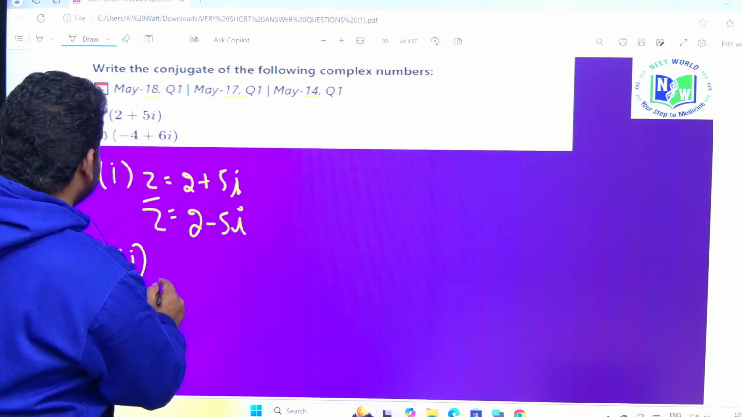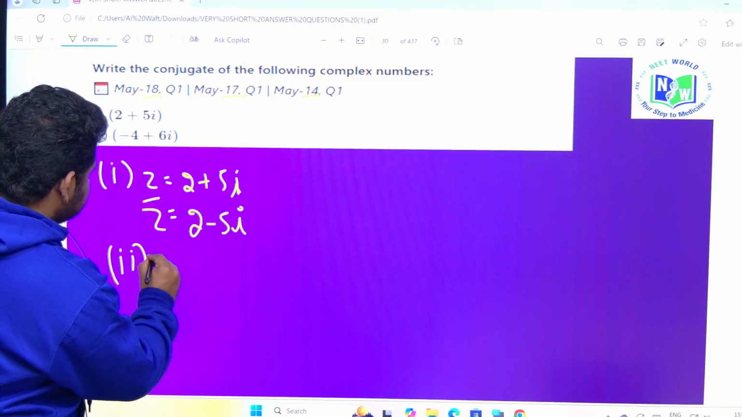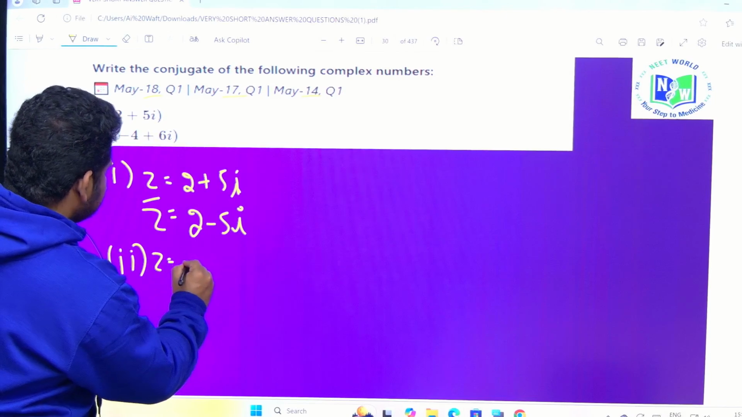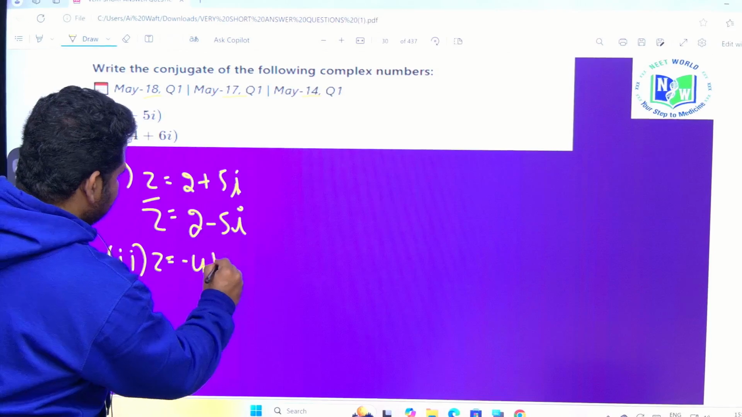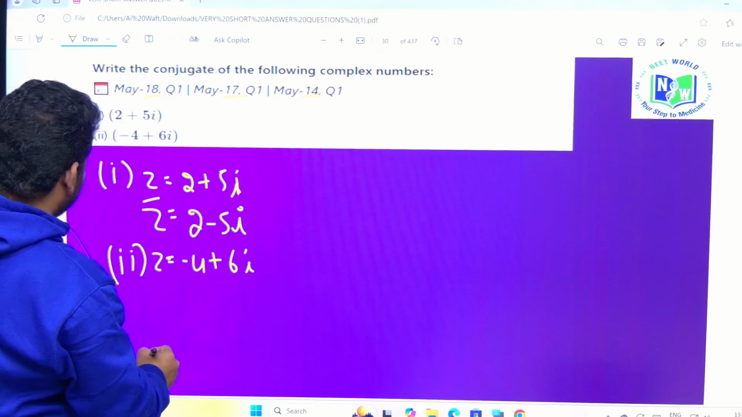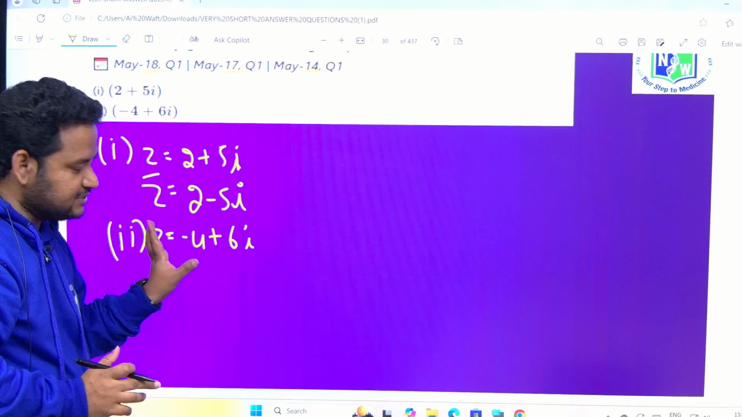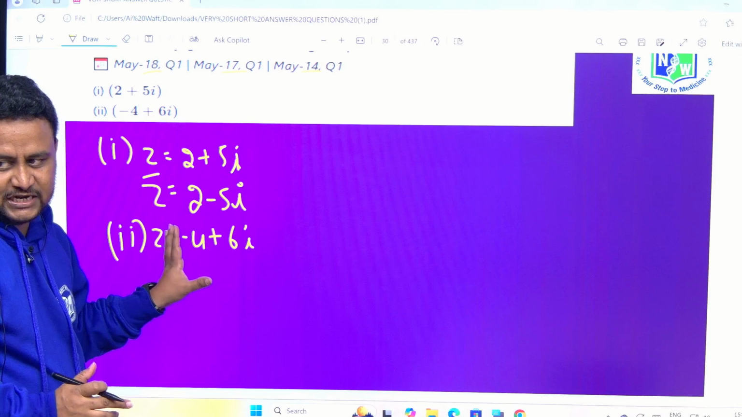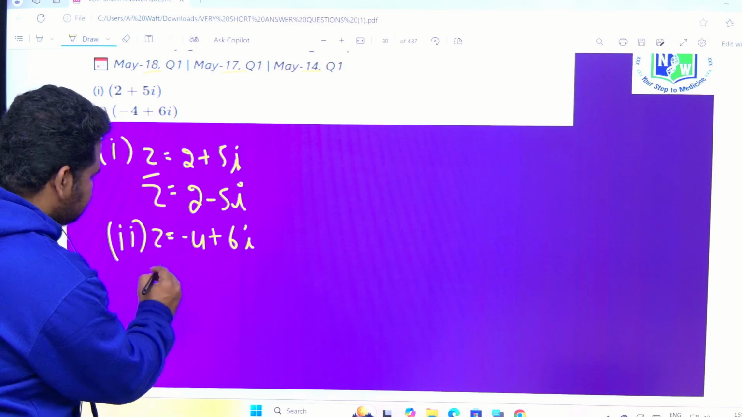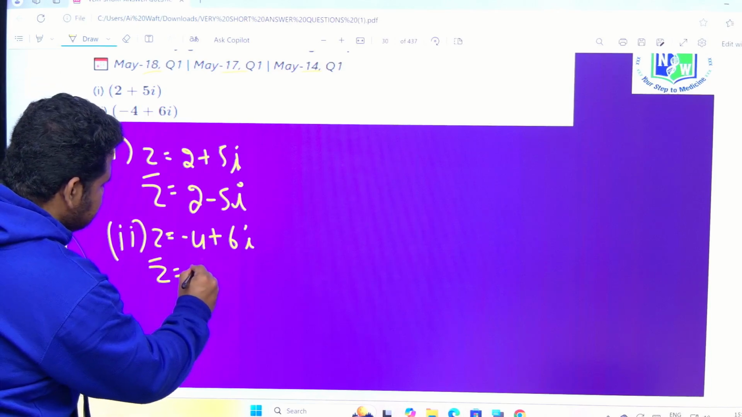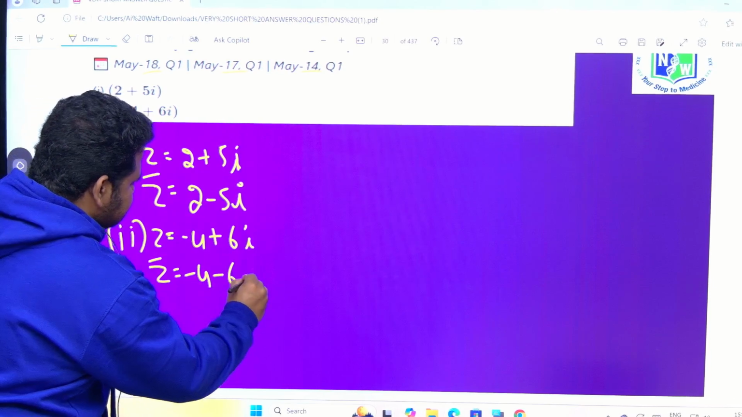The second question that they have given is Z equal to minus 4 plus 6i, friends. So what should you do for this question? Only the imaginary part you have to change the sign. Don't touch the real part. The real part is minus 4, you keep it as it is. So minus 4 minus 6i, that's all. This is the answer.